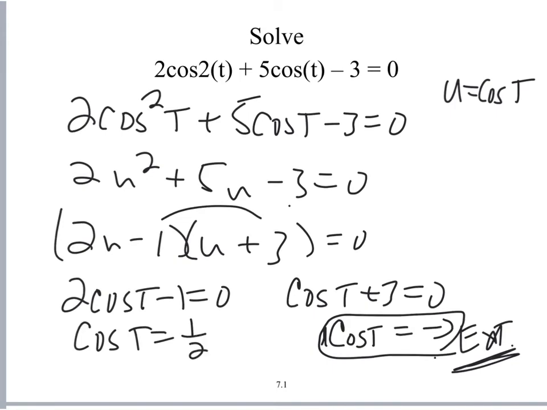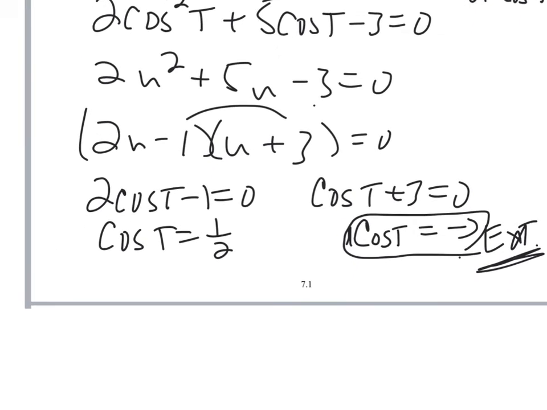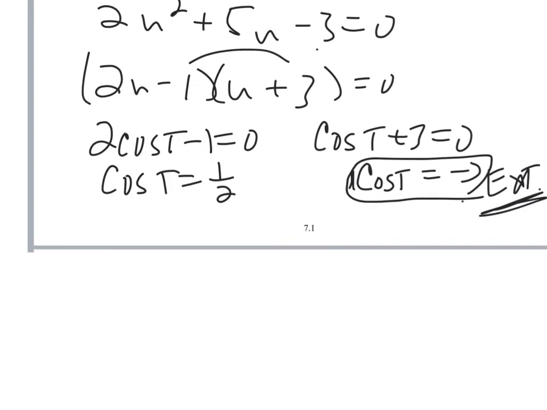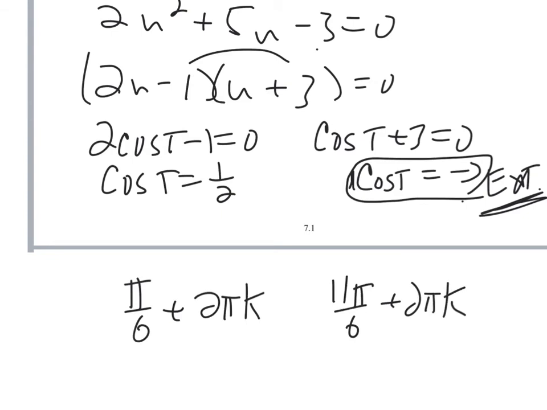Well, we know where cosine is positive. We know it's positive in quadrant 1 and quadrant 4. And I think it's pi over 6. So we know it's pi over 6 plus 2 pi k to get all the way back there. And then the other one will be what? 11 pi over 6 plus 2 pi k. Let me pull up a unit circle chart. Make sure I didn't mess that one up.